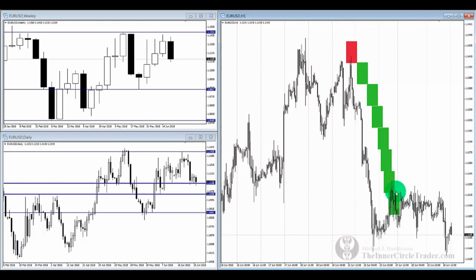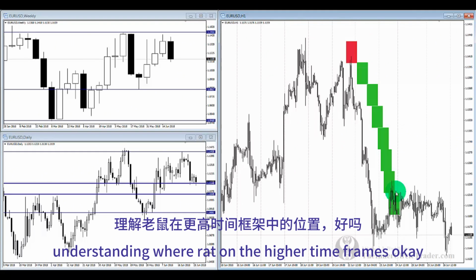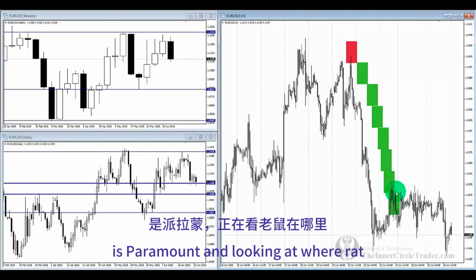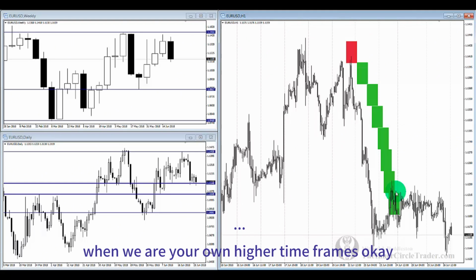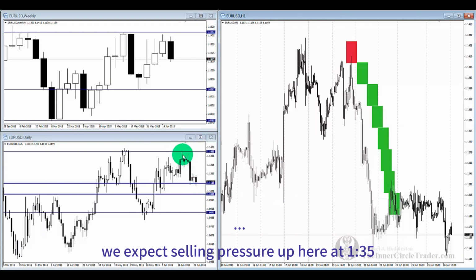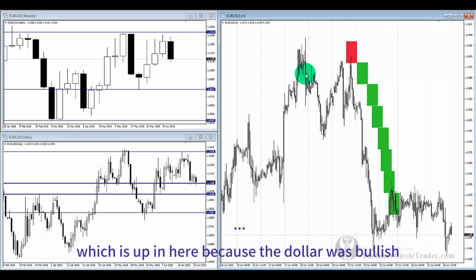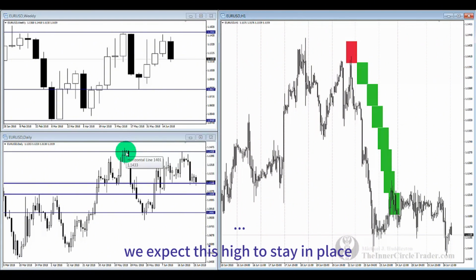Okay, so understanding where we're at on the higher time frames is paramount. And looking at where we're at in terms of what the dollar's doing is absolutely crucial. When we are on the higher time frames, we expect selling pressure up here at 114.35, which is up in here because the dollar was bullish. We expect this high to stay in place.